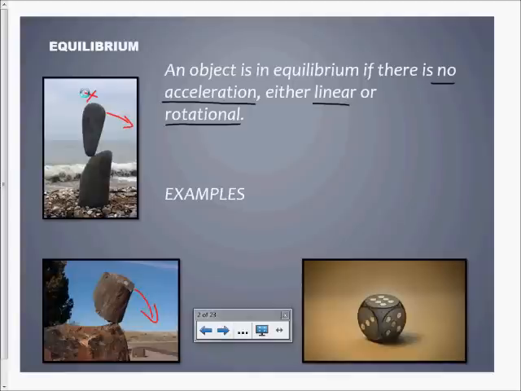This dice sitting on a bench top is in equilibrium. It's not ready to slide sideways or go up or go down or to rotate. So I want you in your notes to write down that definition of equilibrium first of all.